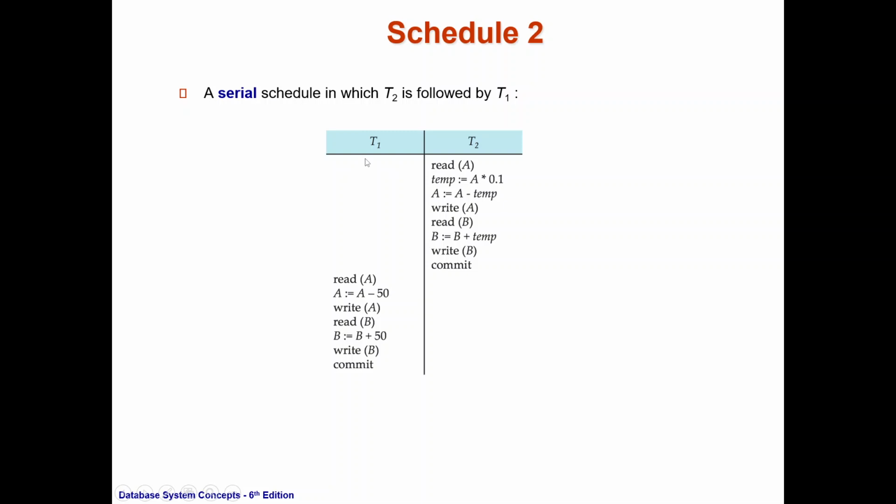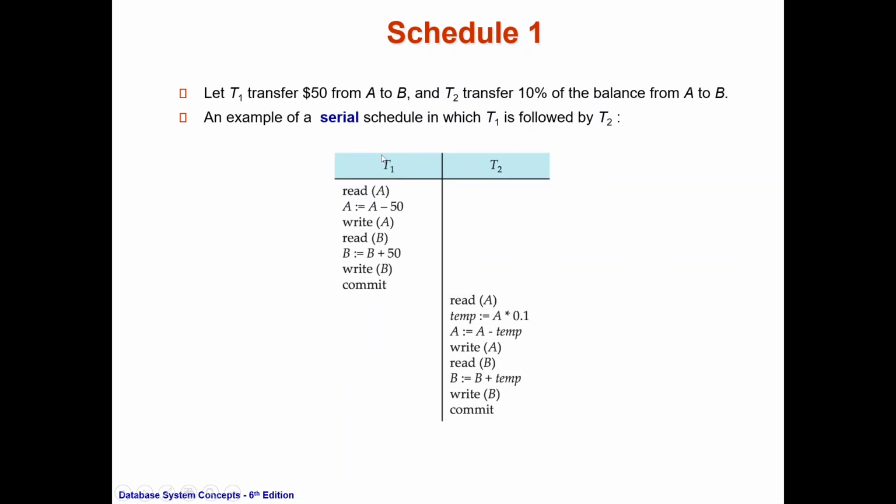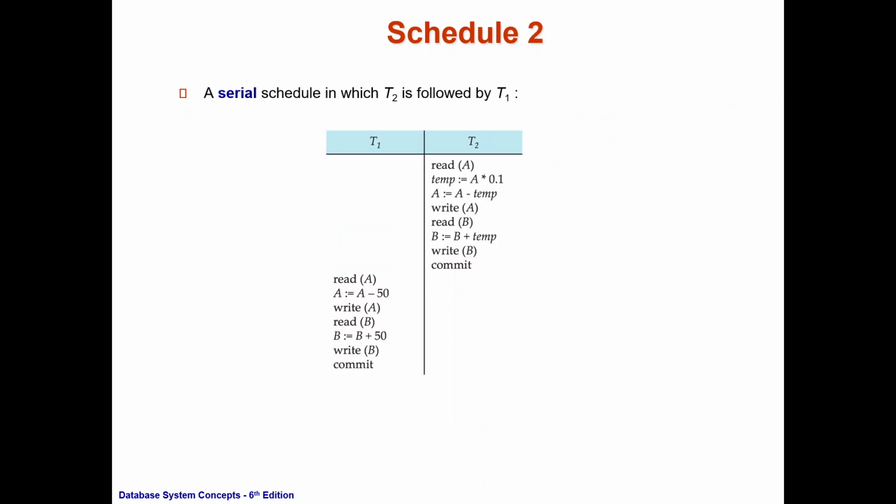So you see in the schedule 2, T2 is followed by T1 first. Can you see here? In the previous case, T1 was followed by T2. First T1 is executed, then T2. In this case, first T2 is executed, then it is followed by T1. Clear?